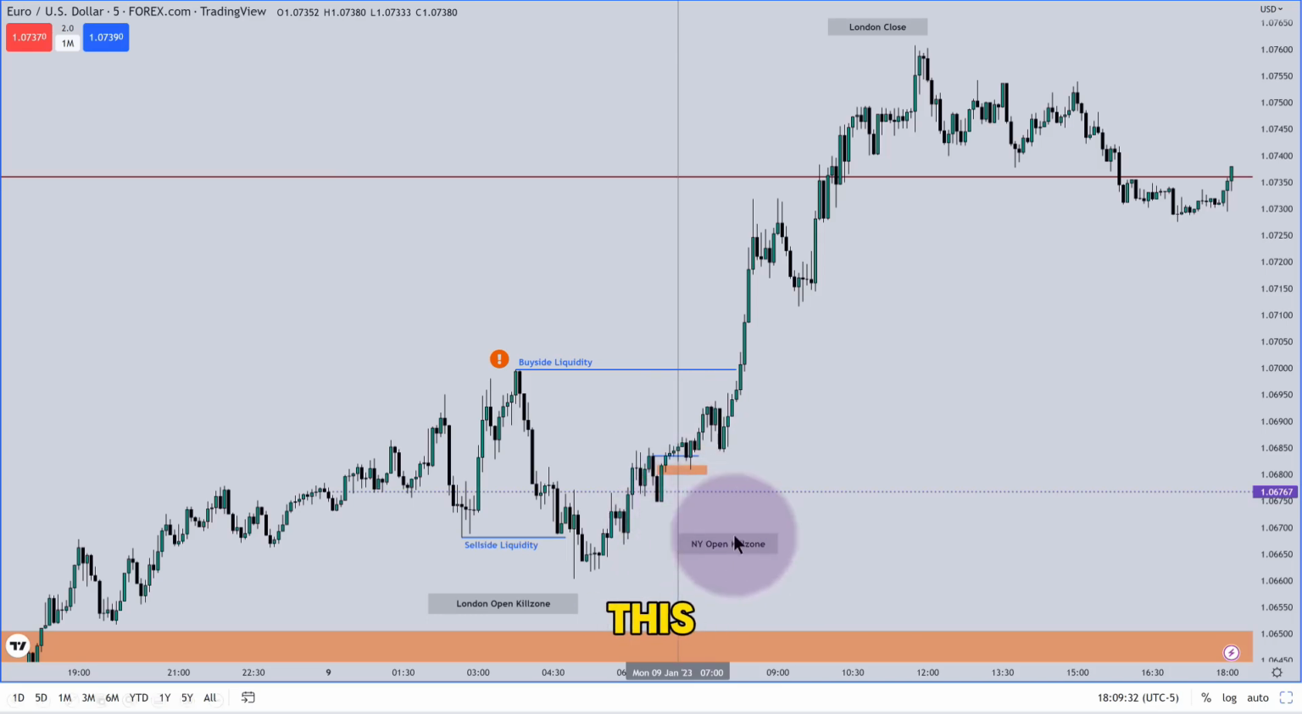Okay, that's this little rectangle here highlights exactly when I'm looking for a setup to form in Forex for the New York session. Between this period here and here is when I'm looking for a setup in London open. And this is when I'm expecting the day to be completed. Okay, so the daily range high or low should be forming if it's going to be a trending day.